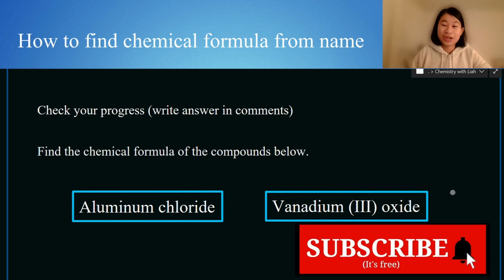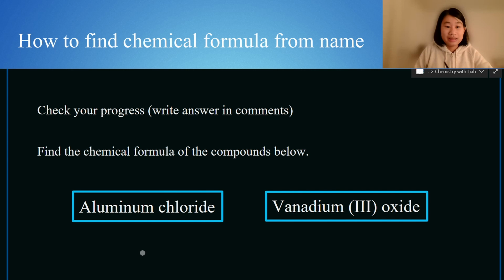So now it's time for you to check your progress here, and you can write the answer in the comments. So your job is to find the chemical formula of aluminum chloride and vanadium(III) oxide.